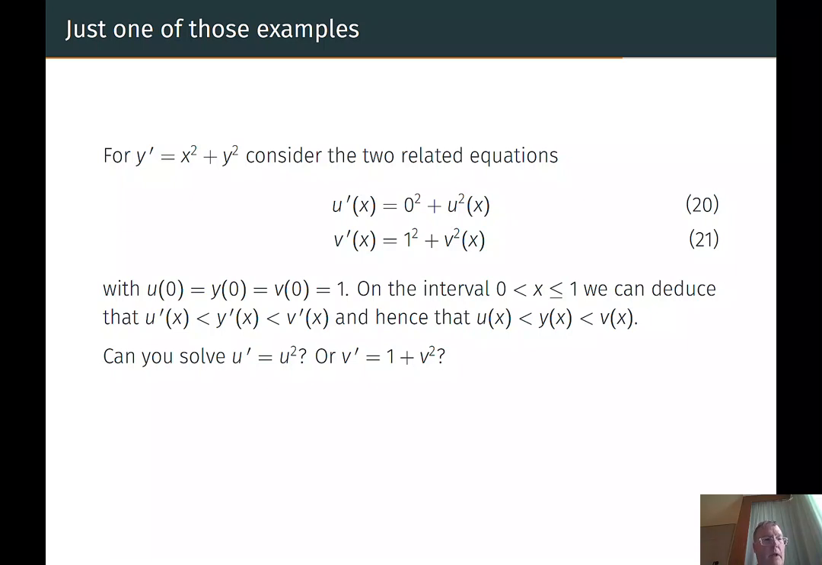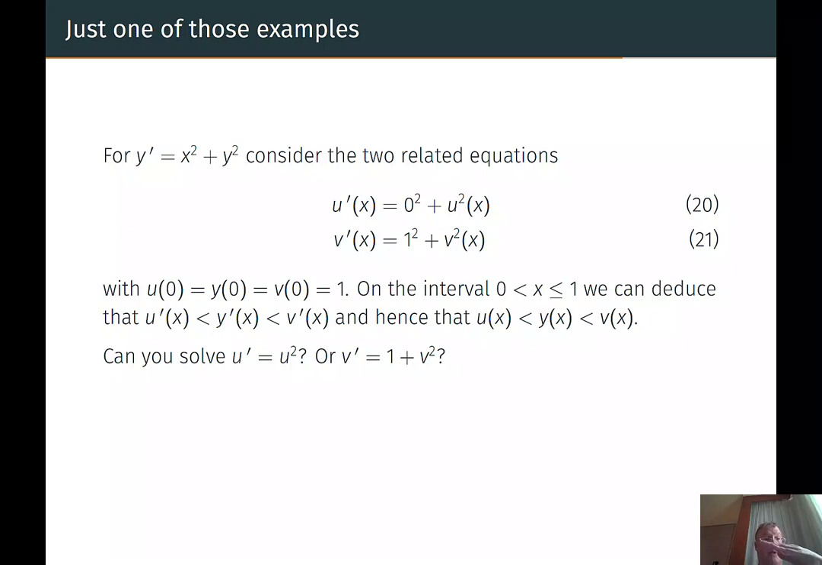And if we start them all off at the same value, u of 0 is y of 0 is v of 0 is 1, then on the interval 0 less than x less than or equal to 1, we can deduce that the slope u prime is going to be less than the slope y prime, which is going to be less than the slope v prime.